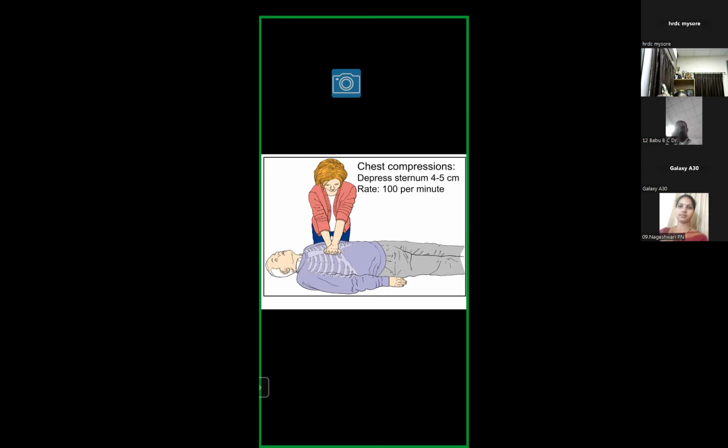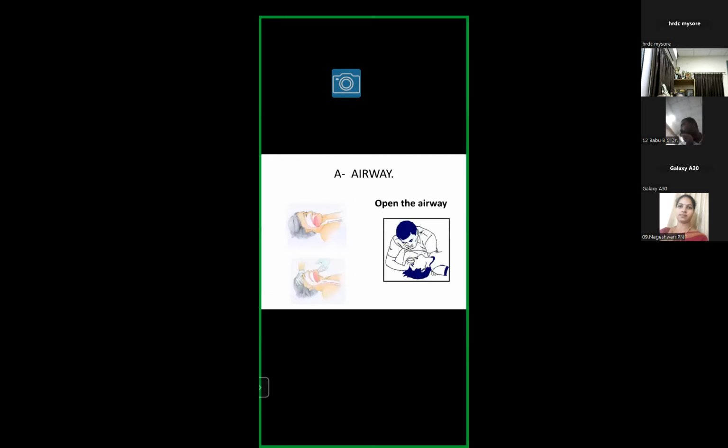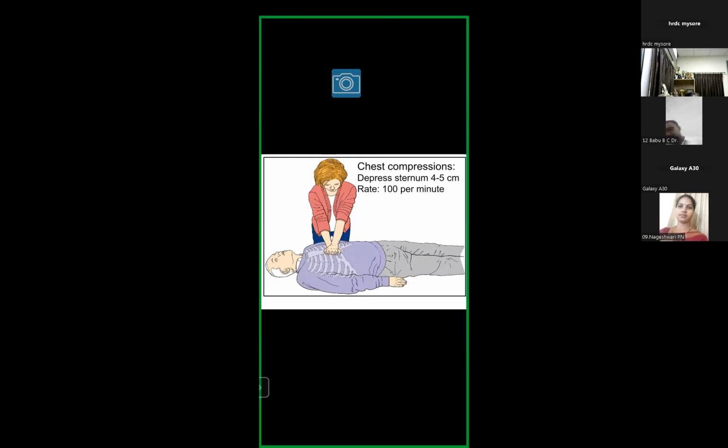Then what should be the rate? The rate of compression is 100 to 120 per minute, and each time when we compress, make sure that there is a recoil, sufficient recoil, and every 30 compressions we give 2 rescue breaths. So every 30 compressions we will be giving 2 rescue breaths. So rescue breathing followed by compression should be done. So this is the compression method.